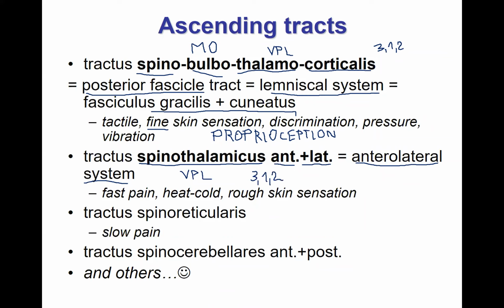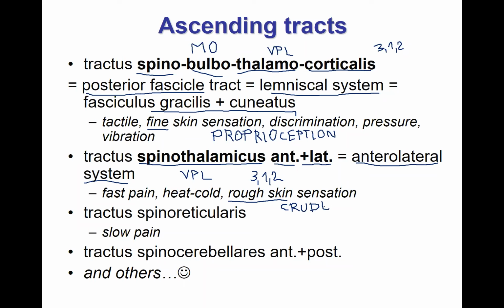Well, you can see that it converges with the spinobulbothalamocortical tract in VPL and goes to the same areas of the cerebral cortex. Yeah, but it has a different course inside the spinal cord and brainstem. Yeah, I will explain you a bit later. What does it transmit? It transmits the rough sensation, so the crude touch. Yeah. This is the crude touch.